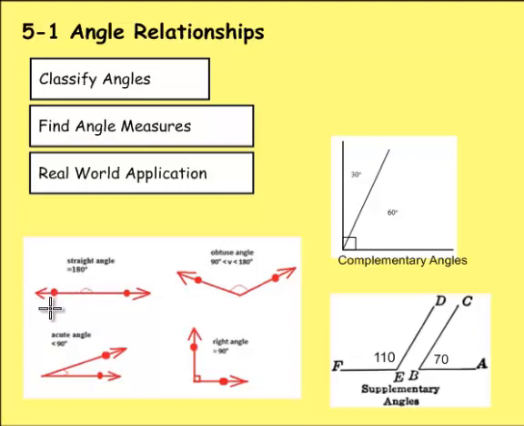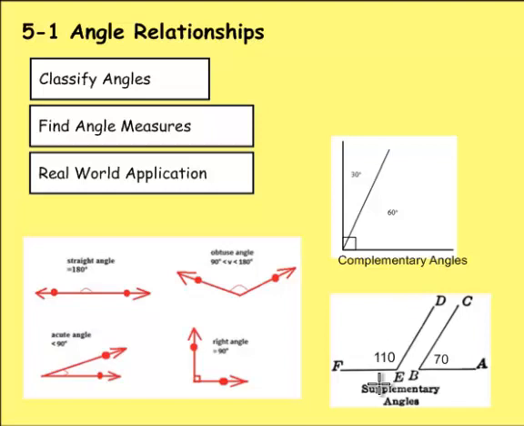A couple other terms we need to know would be complementary angles and supplementary angles. Here I see two angles. This one is 60 degrees. This one is 30 degrees. Complementary angles add up together to create a right angle. So we see that 30 plus 60 is 90. These would be complementary angles.